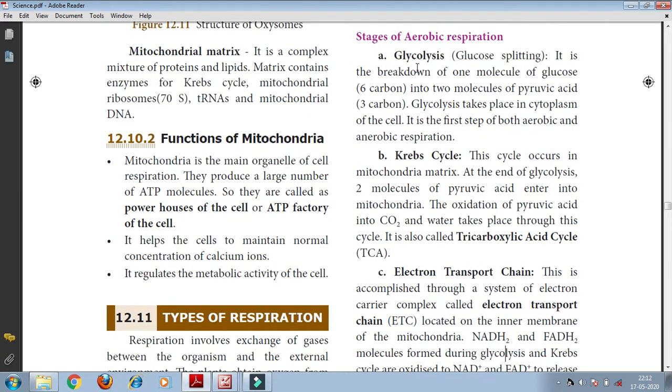First, glycolysis. This is glucose splitting. It is the breakdown of one molecule of glucose, which is 6 carbon, into two molecules of pyruvate, each of 3 carbon. This takes place only in the cytoplasm of the cell, and it is the first stage of both aerobic and anaerobic respiration, as you can see here.